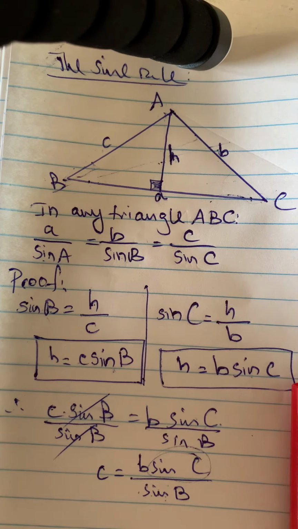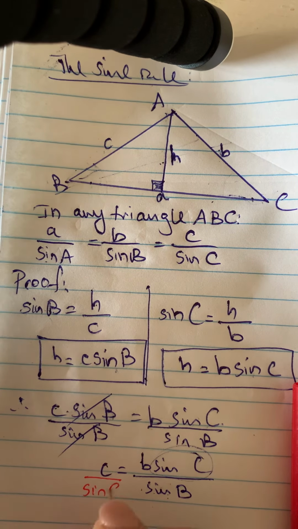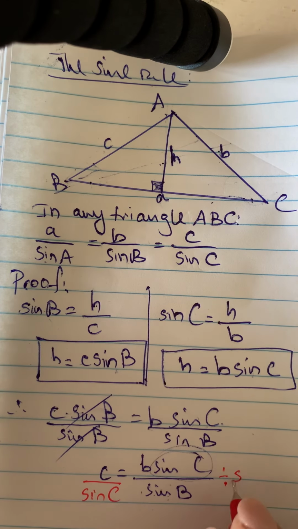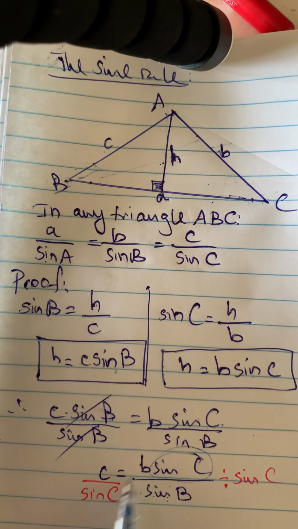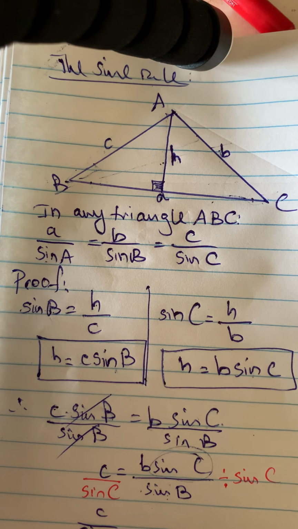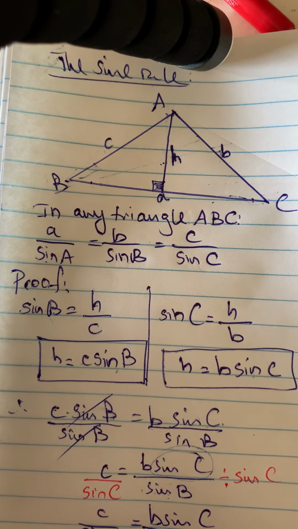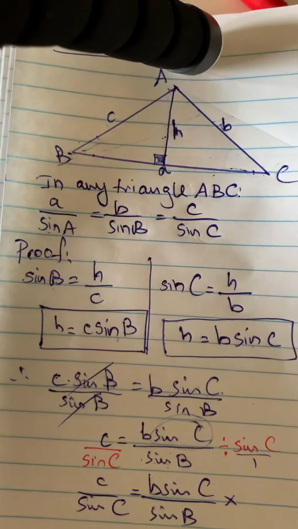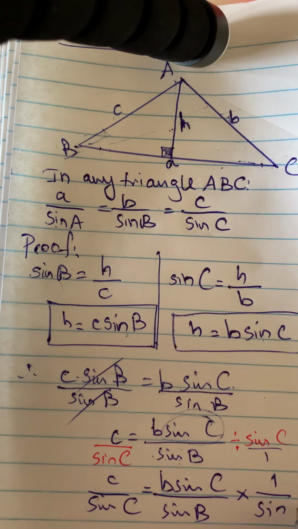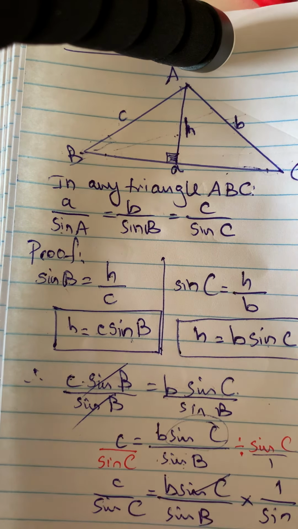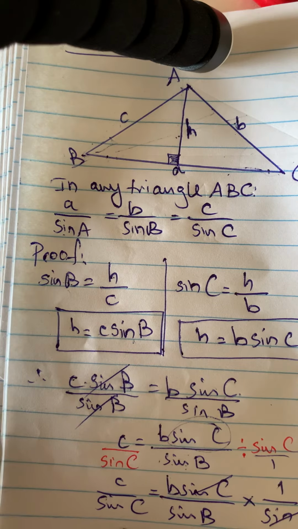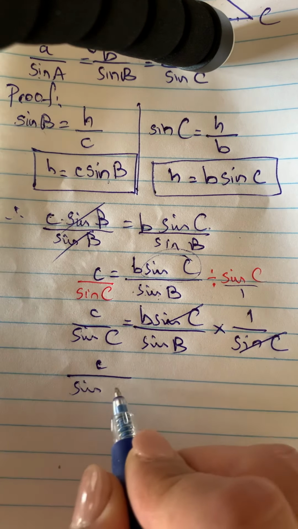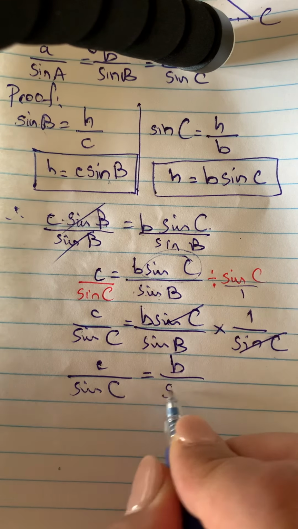So dividing by sine C, this becomes c on sine C. See, we're getting close. c on sine C and b on sine B. I just have to get rid of this, and then divide this by sine C. So we get c on sine C equals b sine C over sine B. So dividing by sine C is multiplying by its reciprocal, which is 1 on sine C. So times 1 on sine C. So now, there you go, sine C over sine C cancels. So c on sine C equals b on sine B.